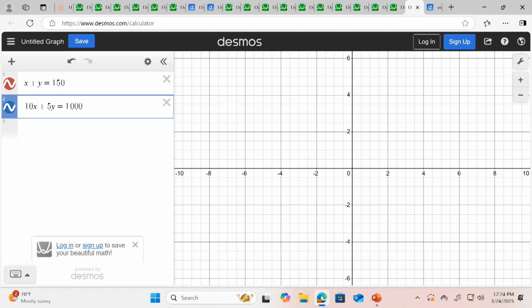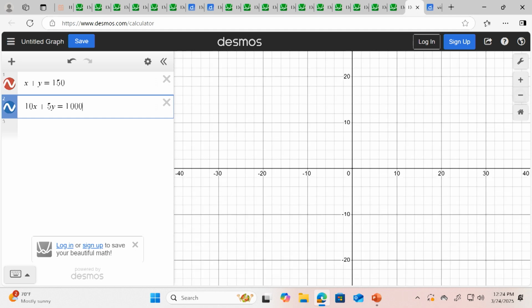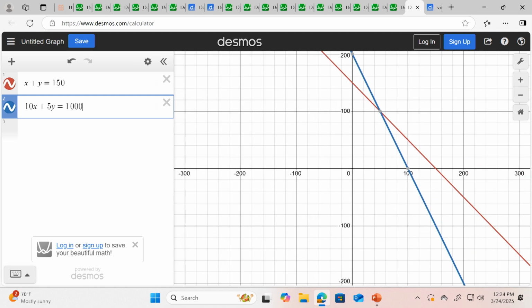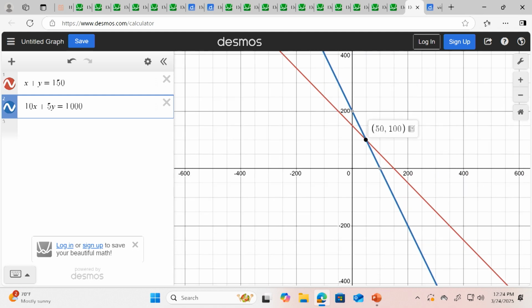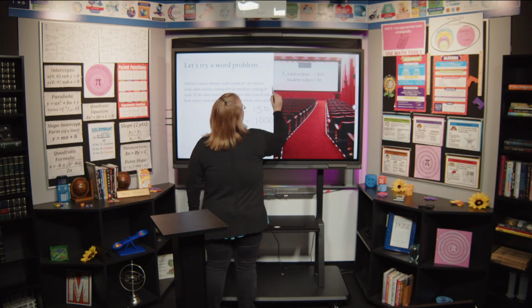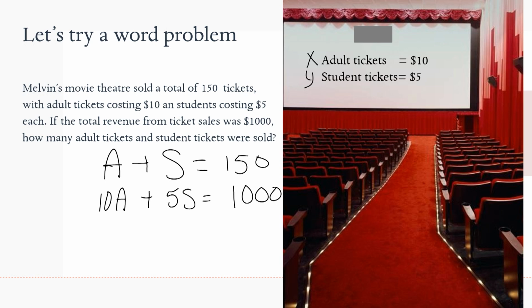Now, when I just see my Desmos, I don't see any of my lines, so I'm going to have to press that minus sign and find out where they cross. They cross where x is 50 and y is 100. So let's go back. We said x was our adults, y was students. At our coordinates, 50, 100, that means we sold 50 adult tickets and we sold 100 student tickets.